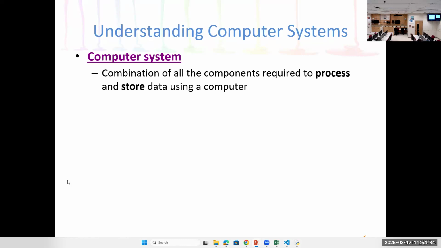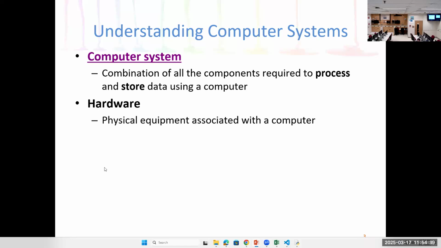So basically, whether you play a game or write a paper, you need to do something about the process here, right? Because you give information to the computer, it does the processing, and gives you the output.